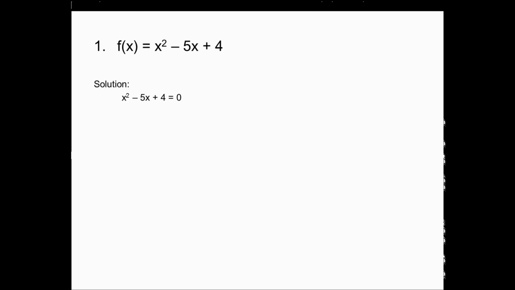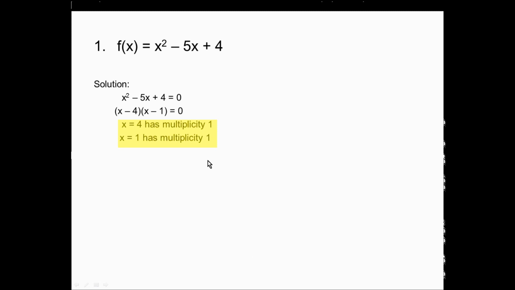F of x equals x squared minus 5x plus 4. It's not factored, so we have to factor it. It's like doing the first step of getting the zeros, which is factorization. So I have x squared minus 5x plus 4 equals 0. I want factors of 4 that add up to negative 5. It's negative 1 and negative 4. And notice, each factor only appears once. So each zero has multiplicity 1.